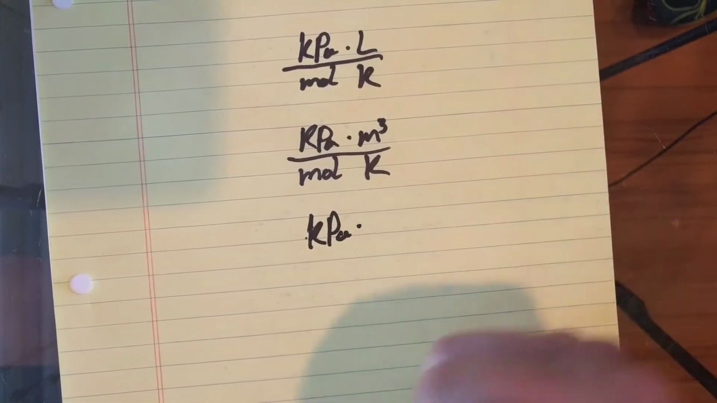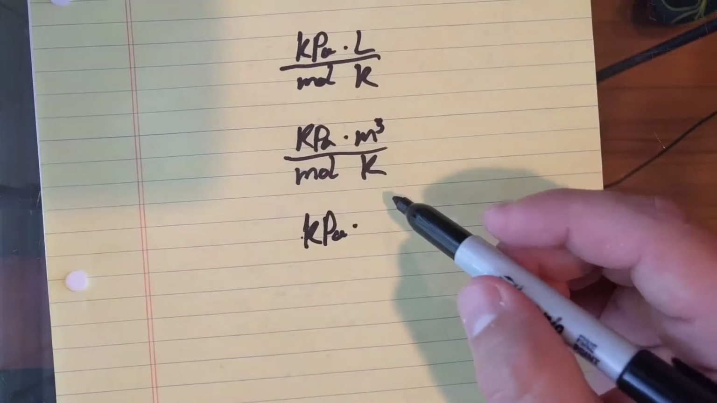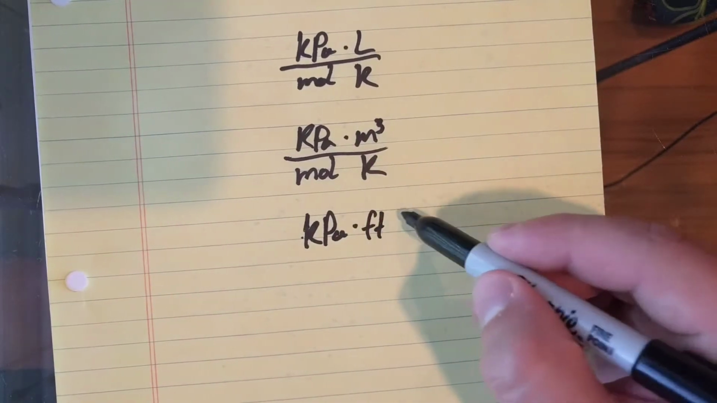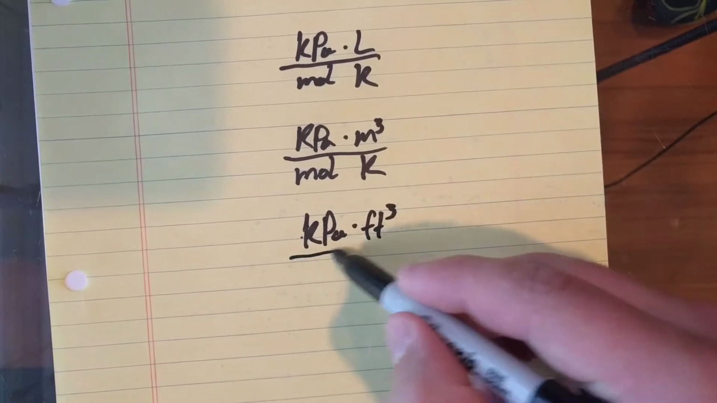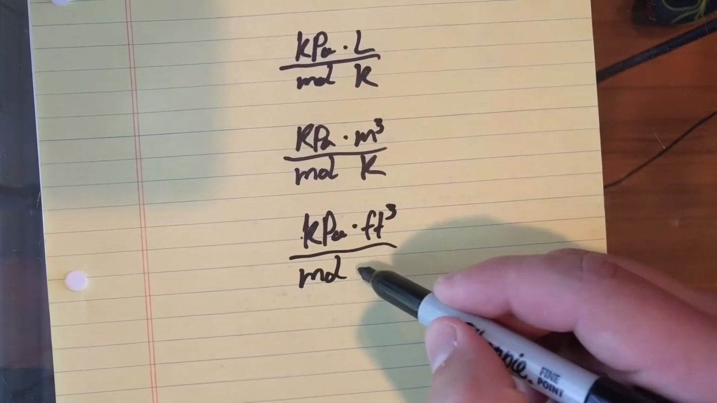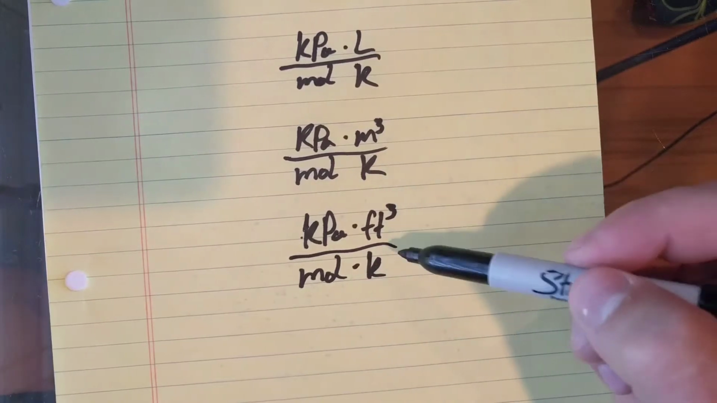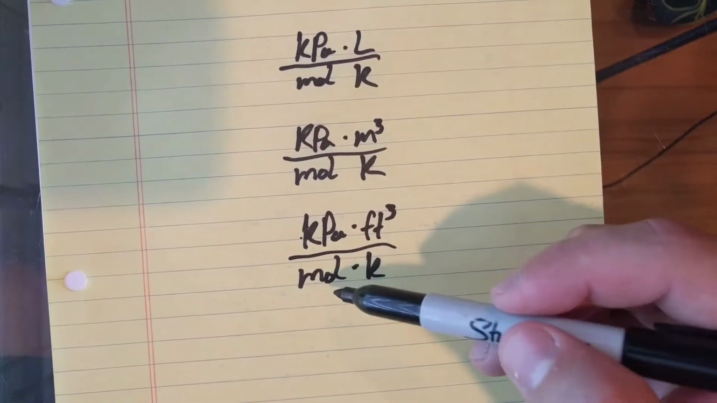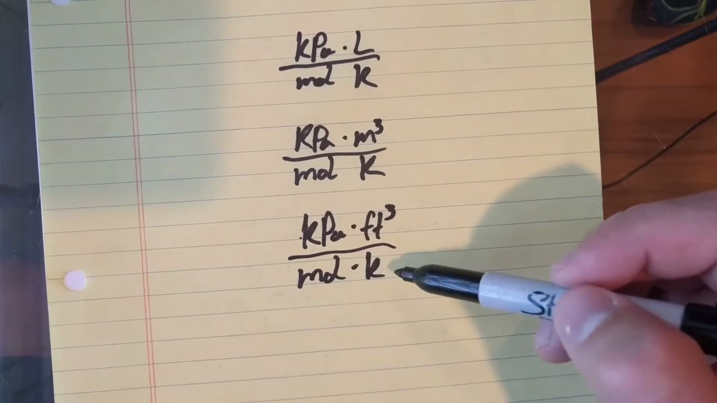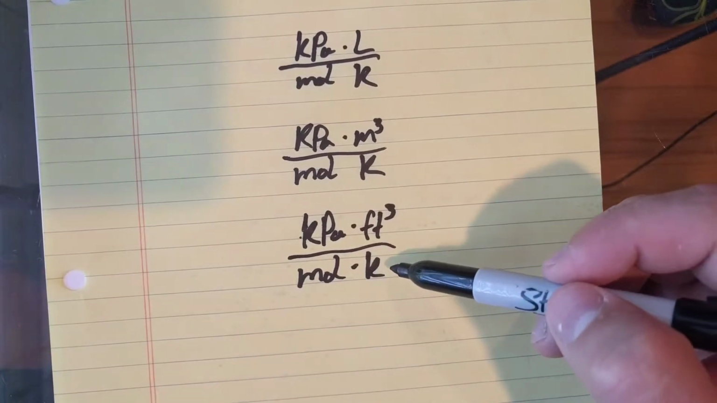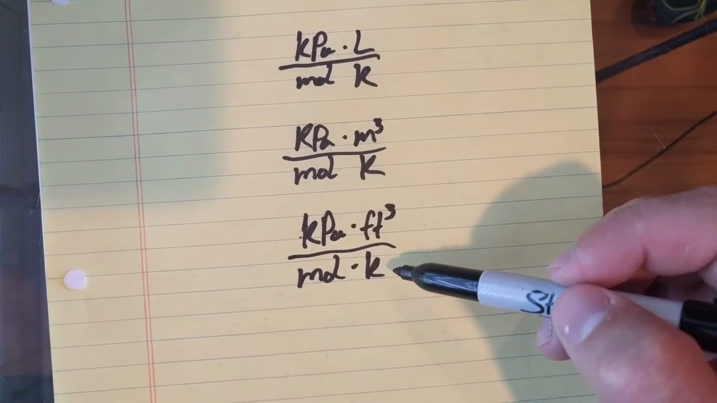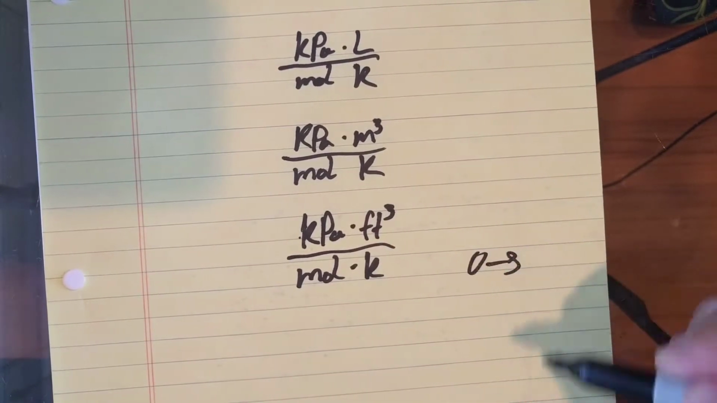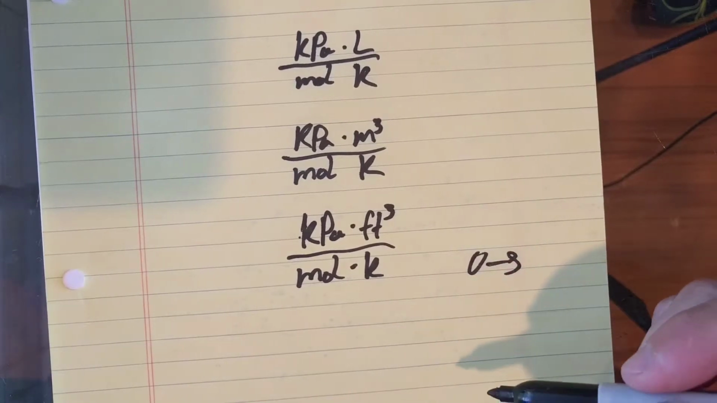Kilopascals per feet cubed moles Kelvin. You don't really ever change the Kelvin, and you don't change the mole. Moles aren't written in any other units. Kelvin's not going to work out, because then you get zeros in the denominator. That's why they use Kelvin, because the Kelvin scale starts at 0 and then goes to the right. You don't go anywhere past 0.